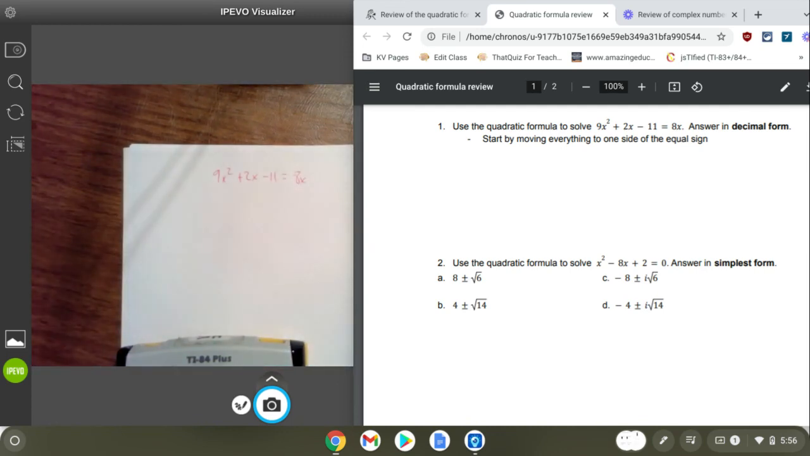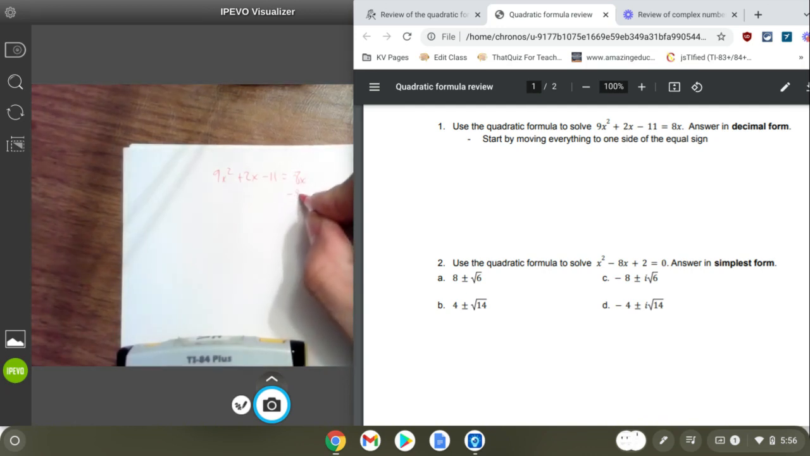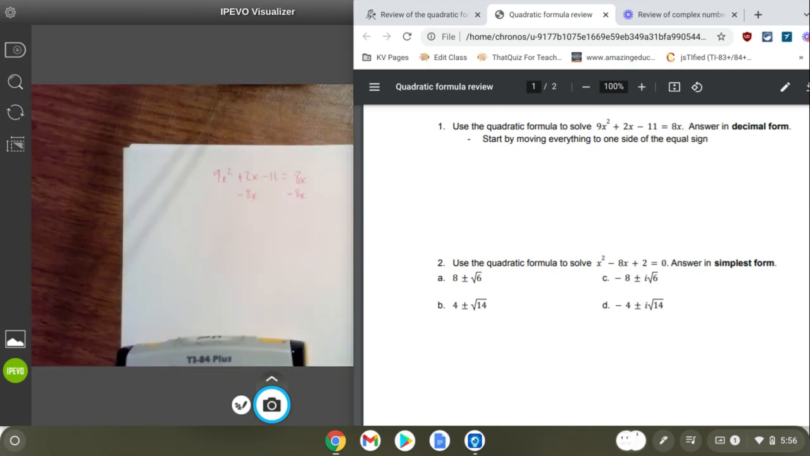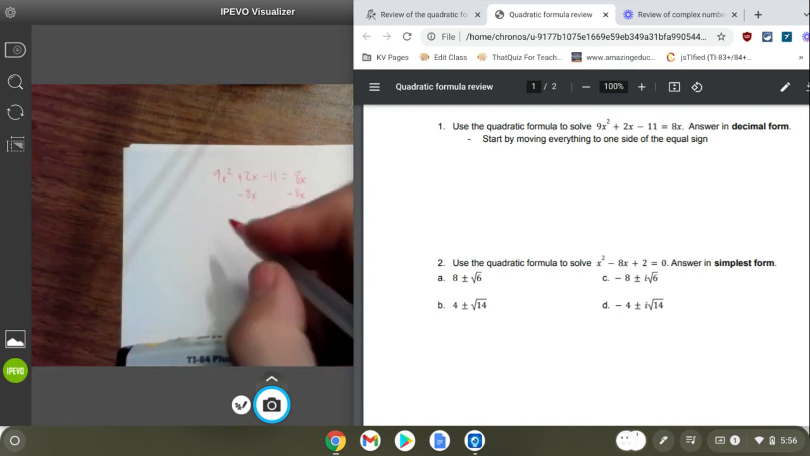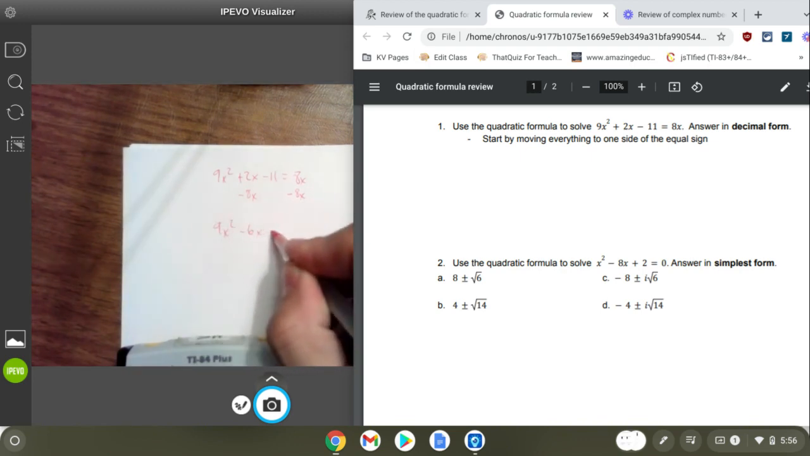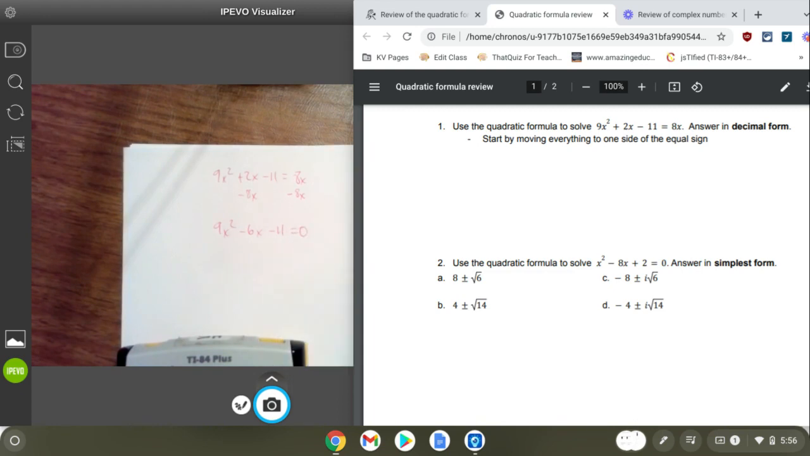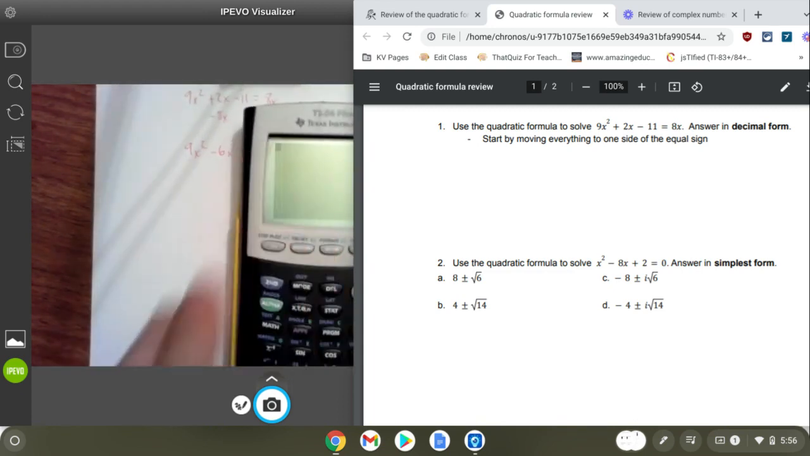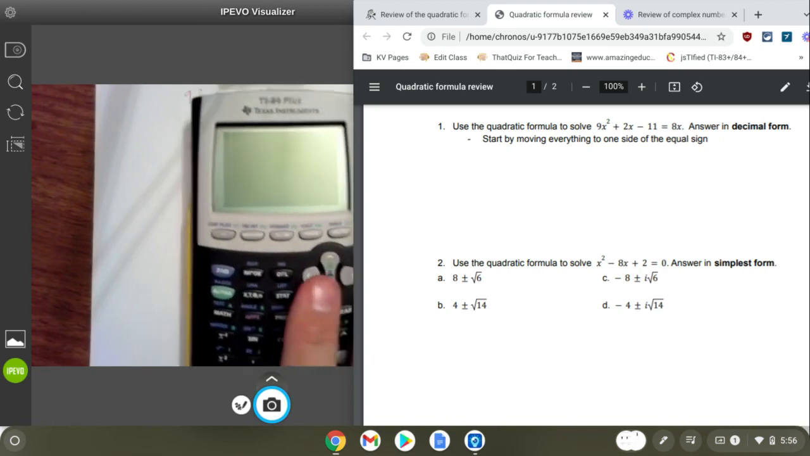The first thing you have to do to use the quadratic formula is make one side of the equation equal to 0. So we're going to subtract 8x from both sides. Do it from the 2x over there, the like term. That's going to give us 9x squared minus 6x minus 11 equals 0. All right, so now we can use that quadratic formula program.